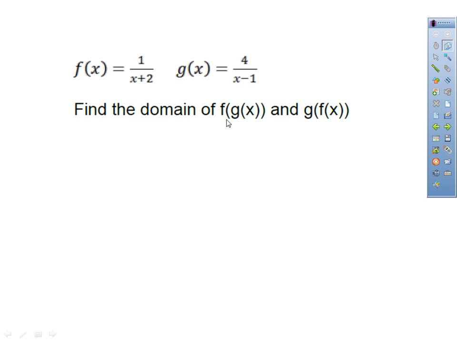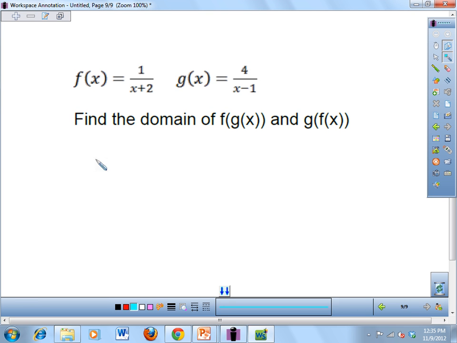Find the domain of f of g of x. Anyone think they know the answer to that problem? What's the domain of f of g of x? John? Don't we just put the g of x equations on the x? You could do it, but you're still going to miss out on something. Because, look, if I want to do the domain of f of g of x, this is the same as this. What can x not be here? x cannot be 1. But there's also something else that x can't be.